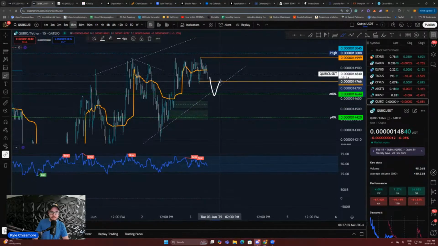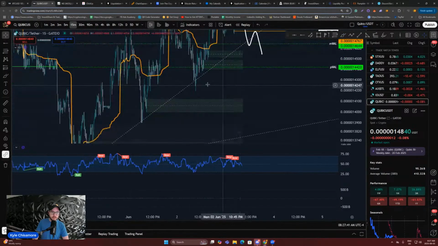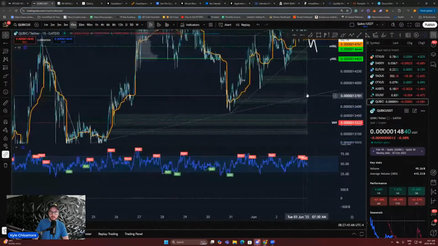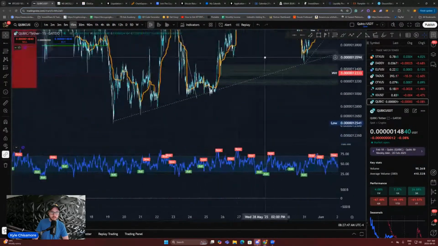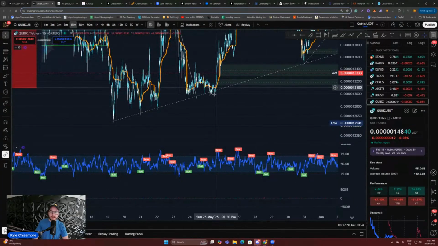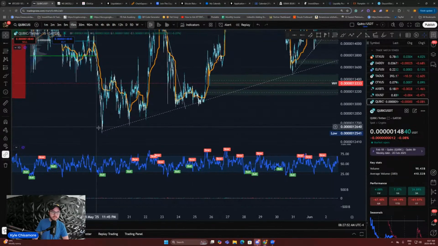But if we end up breaking this as well, then the measurable target for this ascending channel is where the liquidity ends. It could fall all the way down to the macro momentum here, which has been holding it up ever since these lows down here around early May 19th.